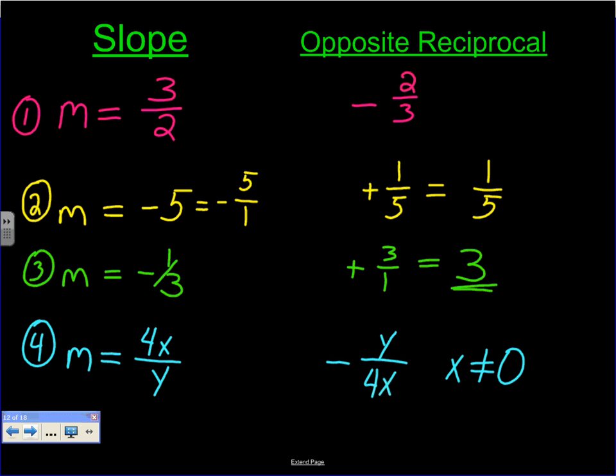On that last thought, 4x/y, x can be 0, but if x is 0, that makes the bottom 0, which puts this at a vertical line. Vertical lines have an undefined slope. That's when 0 is on the bottom.